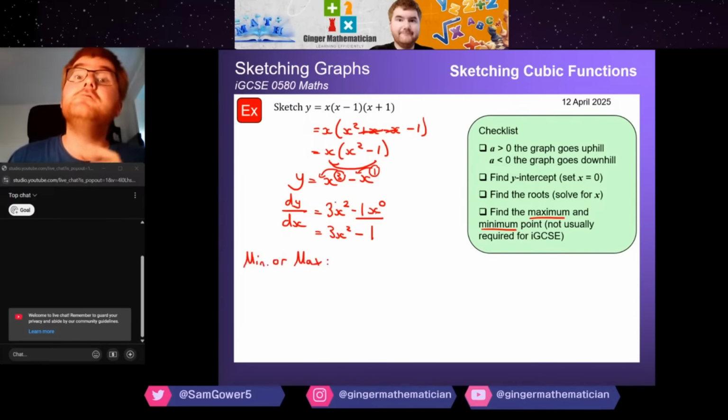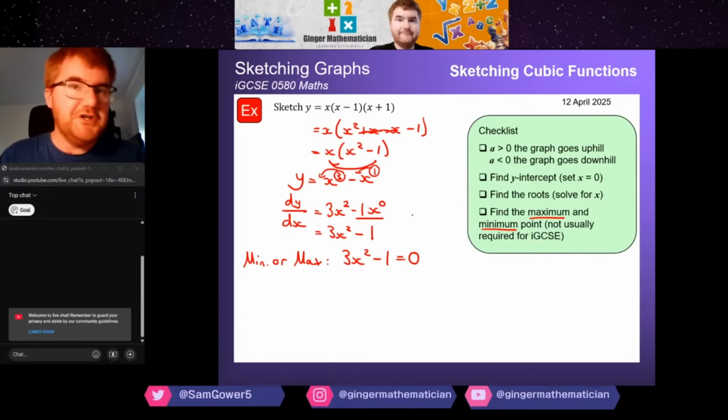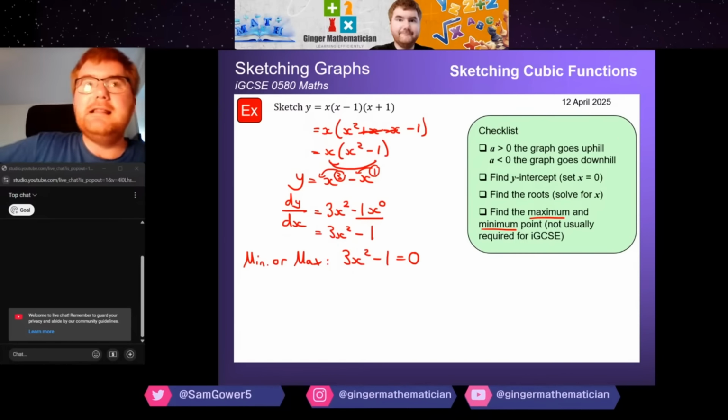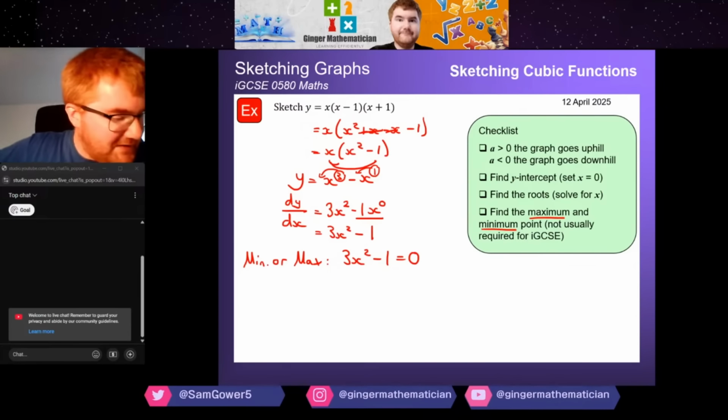We set our derivative now to 0. So we take the 3x squared minus 1 and we make it equal to 0. So we're going to solve that equation. I'm going to give you a moment in the chat. Can you solve that equation for me? 3x squared minus 1 equals 0. Please be careful. That's all I'm going to say to you so far.